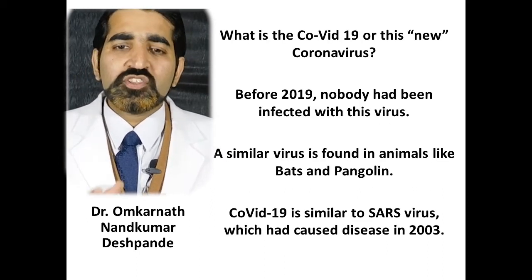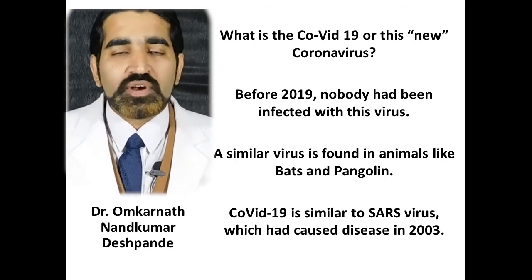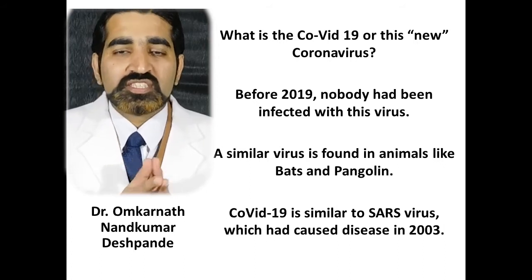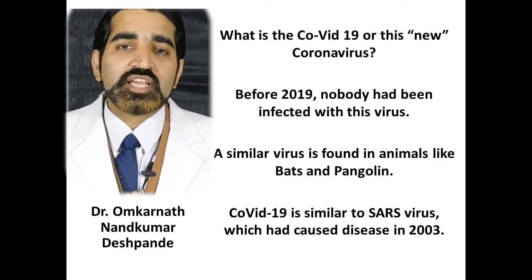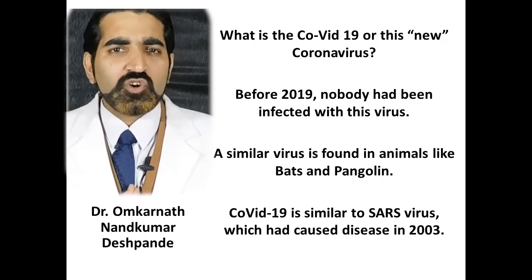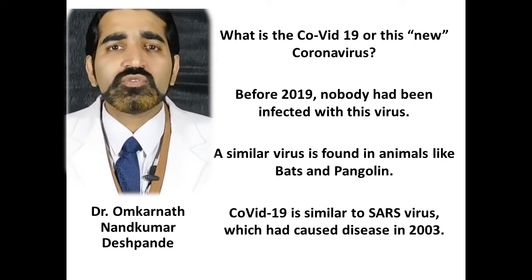So what is this new coronavirus? It is new because before 2019, nobody had been infected with this virus. We had not seen this virus. However, a similar virus is found in animals like bats and pangolins. And COVID-19 is also similar to a virus called SARS, which had caused disease in 2003-2004.